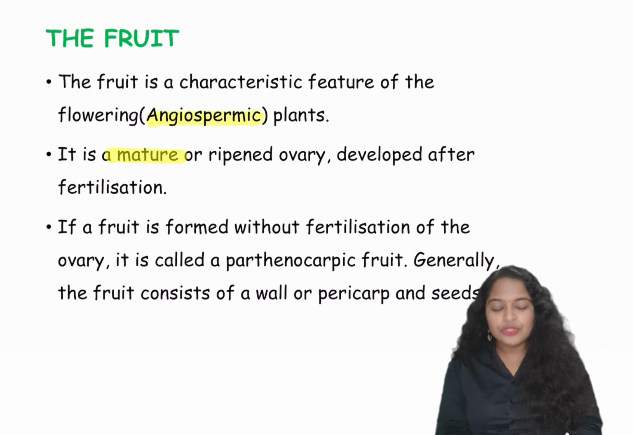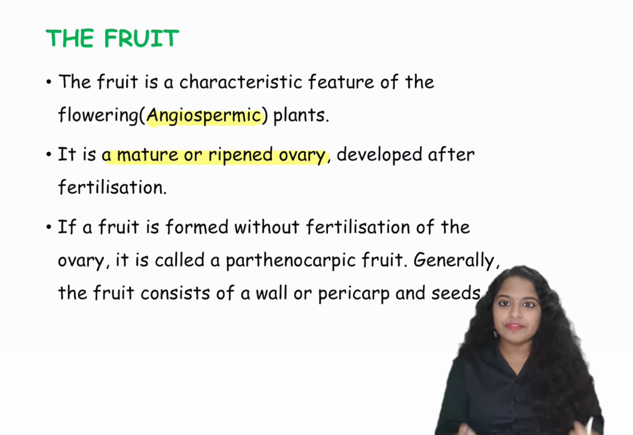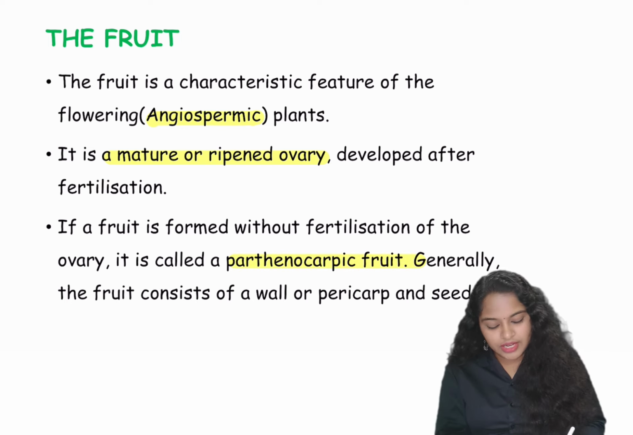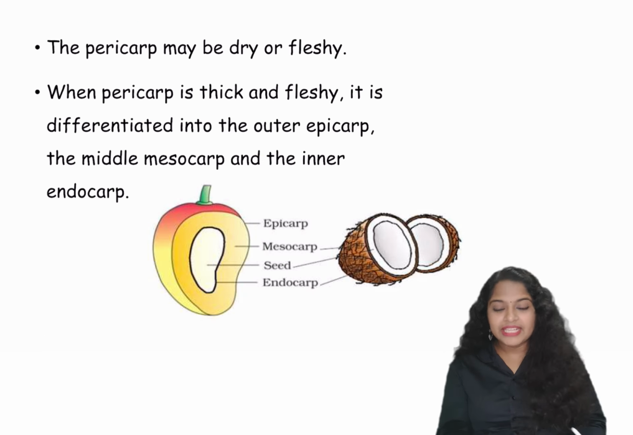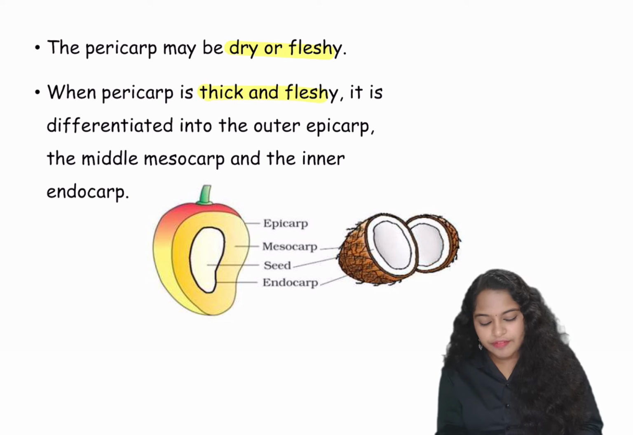So fruits are matured or ripened ovaries which develop after fertilization. Without fertilization, if a fruit is formed, it is called a parthenocarpic fruit. Generally, the fruit consists of a valve, a pericarp and a seed. The pericarp may be dry or fleshy. When the pericarp is thick and fleshy, it is differentiated into the outer epicarp, middle mesocarp and inner endocarp.